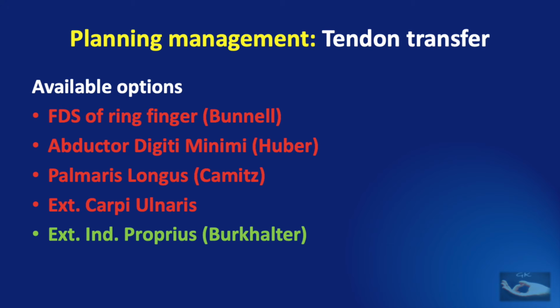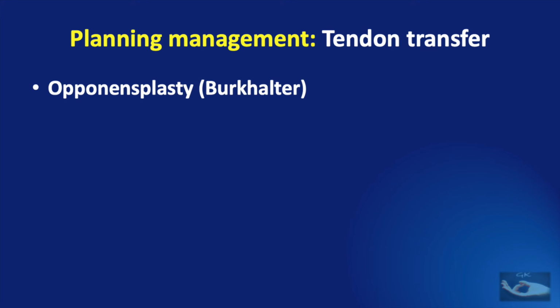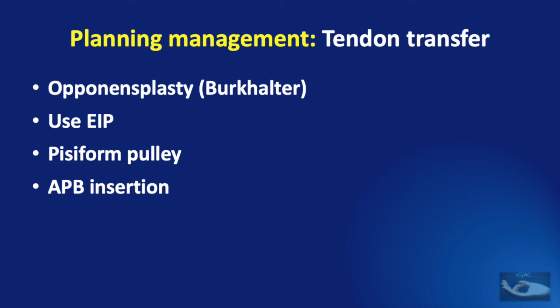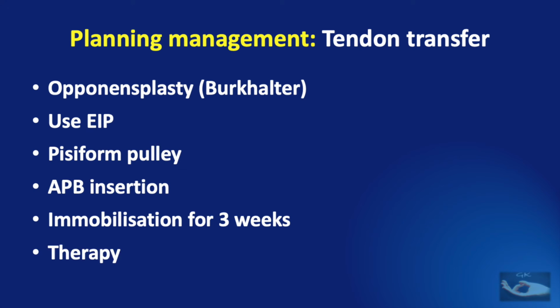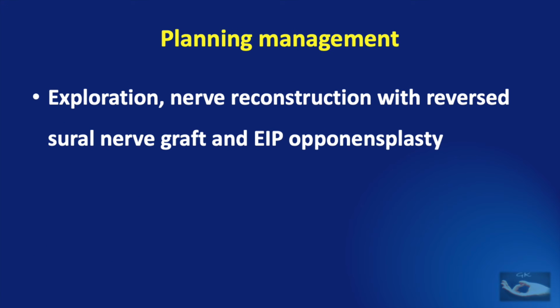Hence, the extensor indicis proprius transfer can be done, that is the Burkhalter's opponensplasty. In this procedure, we are planning to use the extensor indicis proprius as a motor for getting back opposition of the thumb. We will be using the pisiform pulley for routing the tendon and inserting it into the abductor pollicis brevis insertion, followed by immobilization for 3 weeks and then the required therapy. So the plan is exploration, nerve reconstruction with reversed sural nerve graft and EIP opponensplasty.